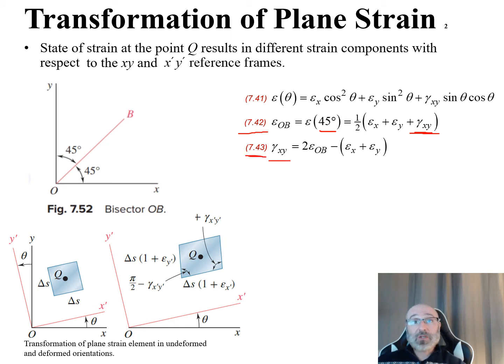So our gamma xy is equal to 2 times our epsilon OB, which again was our bisector, our OB right there, minus epsilon x minus epsilon y. And we saw that relationship when we plug in theta of 0 and theta of 90 into our equation 7.41. So we end up with that relationship there. Now, the thing to note is this relationship makes it possible to express our shearing strain associated with a given pair of rectangular axes in terms of our normal strains measured along these axes and their bisector.